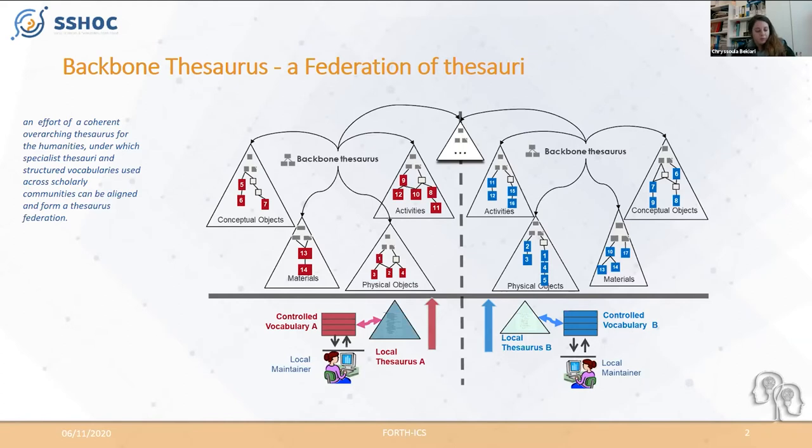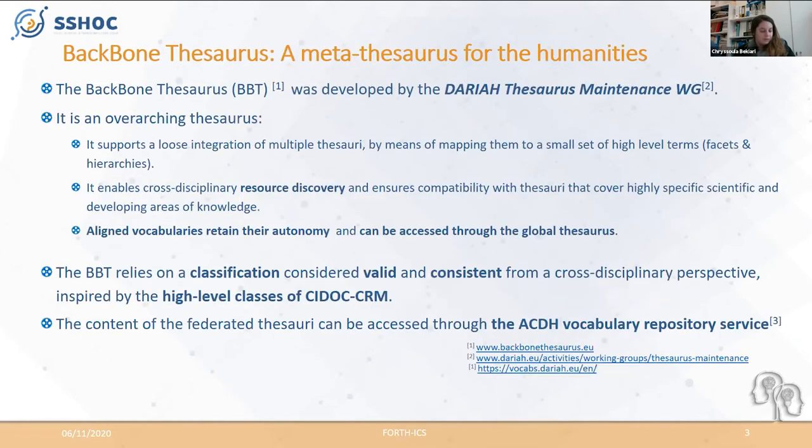And what we have proposed with the BackBone Thesaurus was to connect the vocabularies with a very small set of well-defined terms and concepts that are very generic, that allow users to browse for the objects, the items that they're interested in, using the same terminology as in their queries. So, as Chryssoula mentioned, the BackBone Thesaurus was developed by the Daraya Thesaurus Maintenance Working Group. Its aim was to bring together a federation of vocabularies spanning the arts and the humanities and to render them interoperable. The idea was that these vocabularies would be loosely integrated into a mediating structure, and they would retain their autonomy, as I said before.